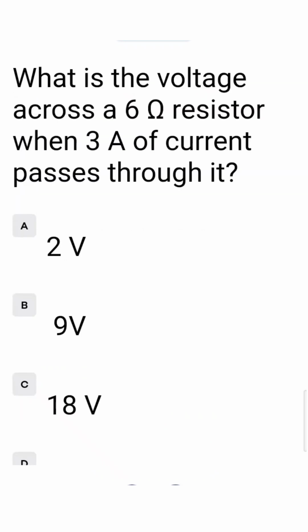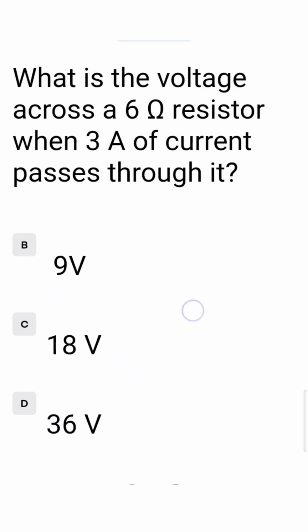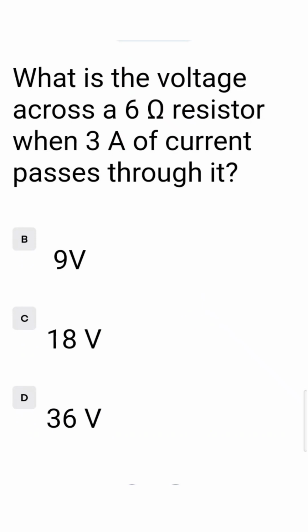What is the voltage across a 6 ohm resistor when 3 ampere of current passes through it? V is equal to IR, 3 multiplied by 6, it is 18. Option A 2 volt, B 9 volt, C 18 volt, D 36 volt. 18 volt is the correct answer, that is in option C, so we tick at option C.